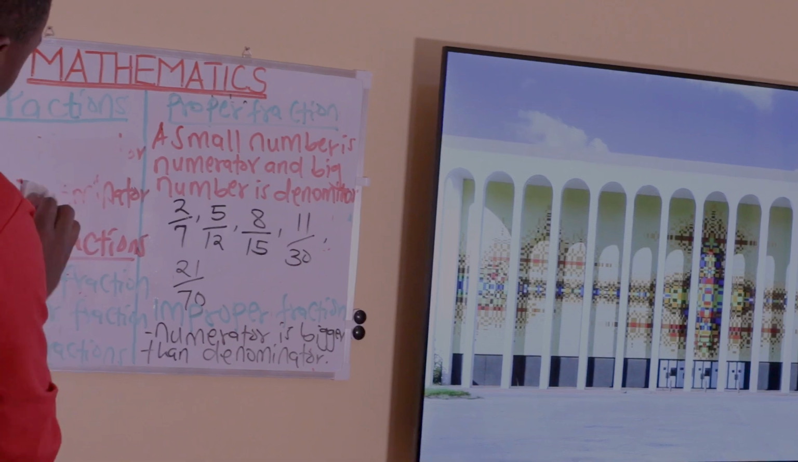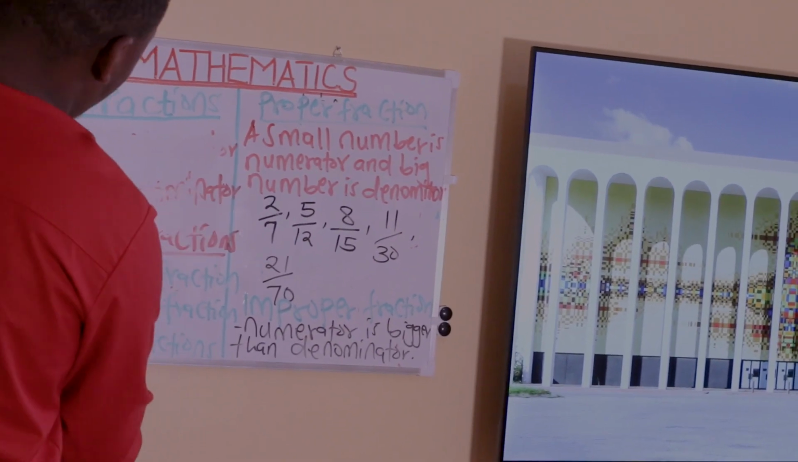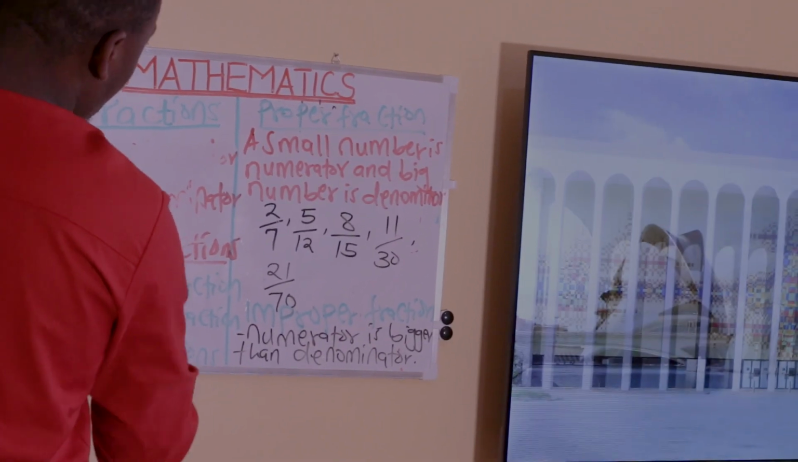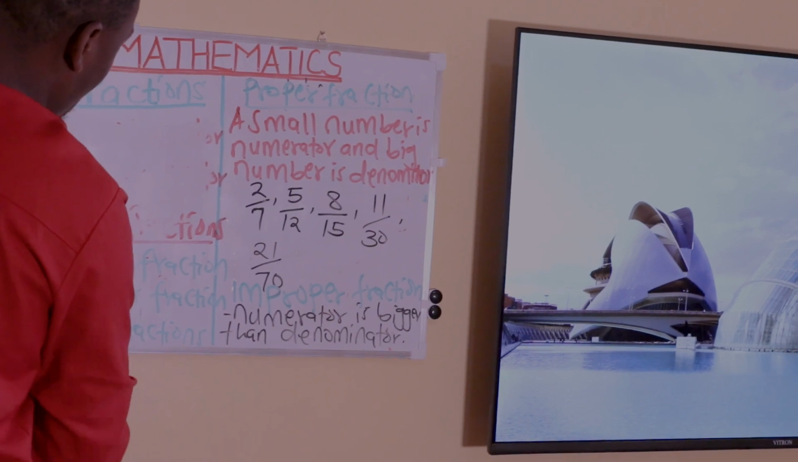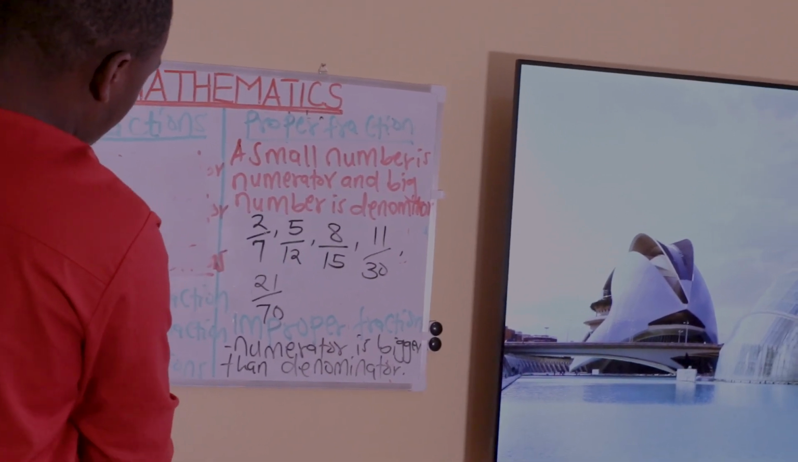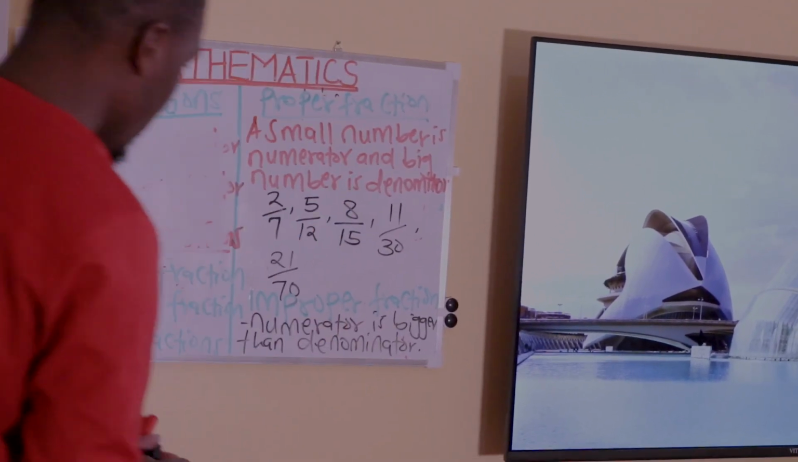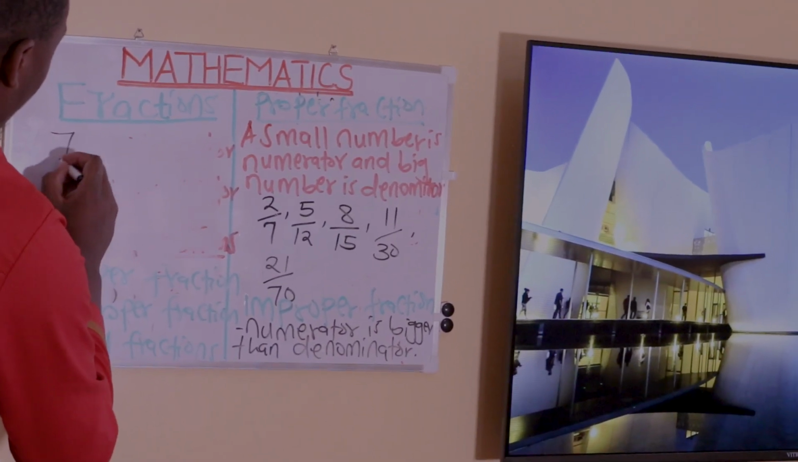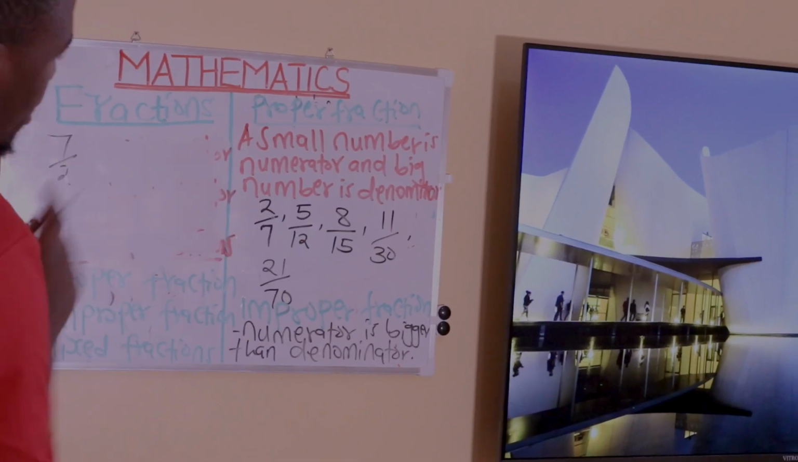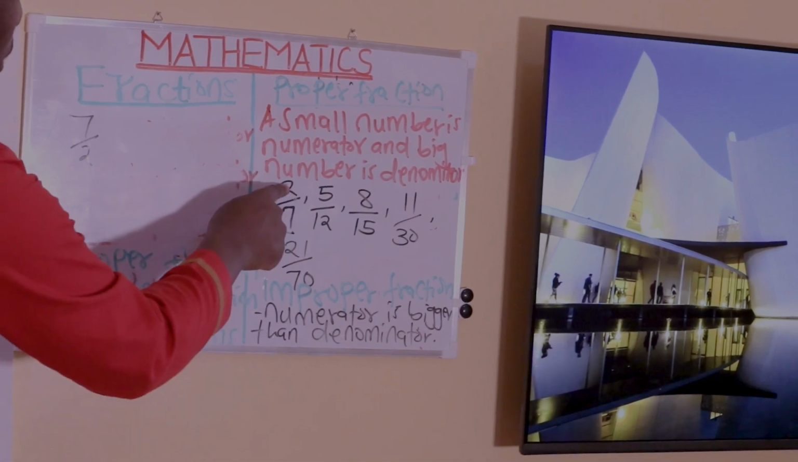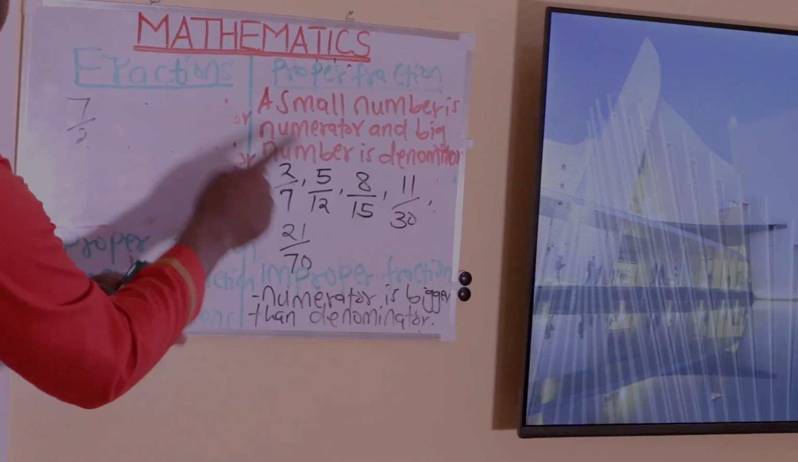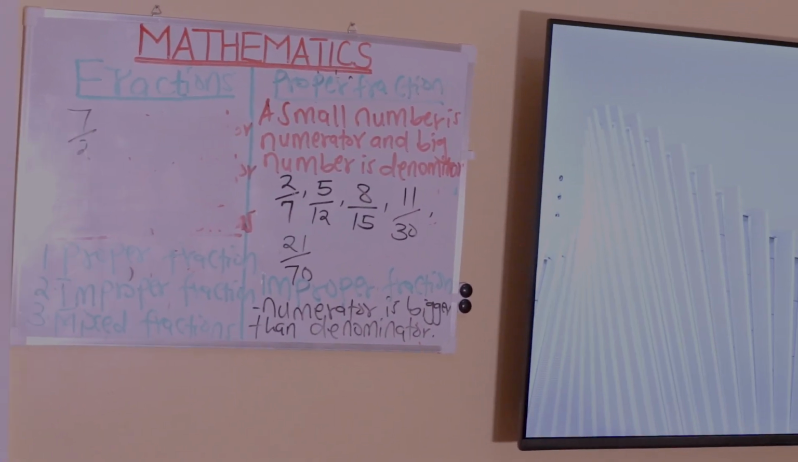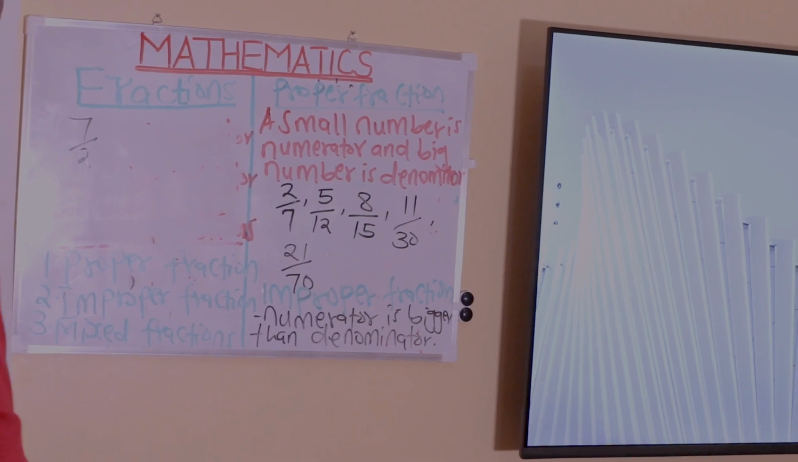Examples of improper fraction, where the numerator is bigger than the denominator. Now we can have 7 out of 2. I can decide to interchange this one. Now this one goes down and the other one goes up. It becomes improper. This is an example of improper fraction.